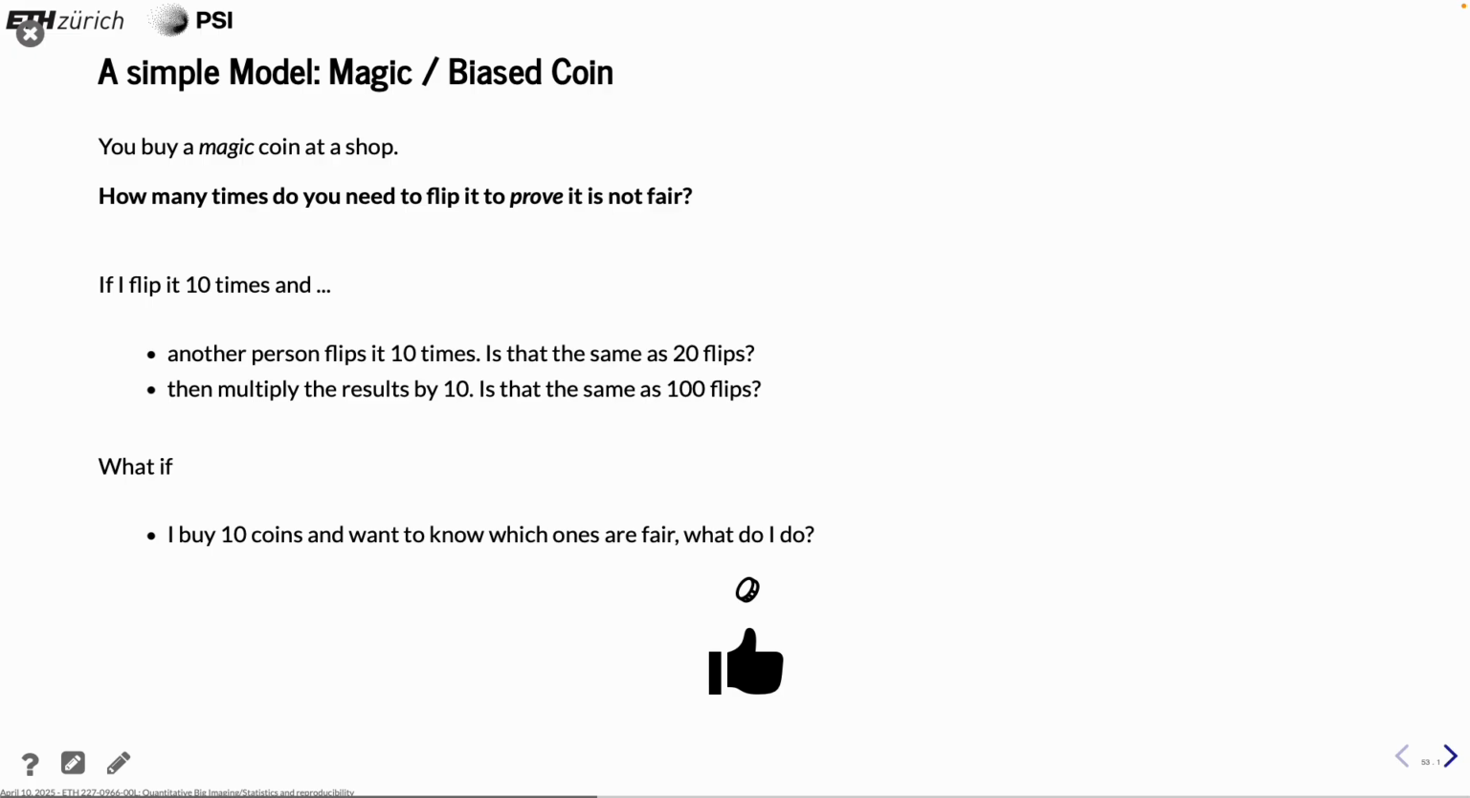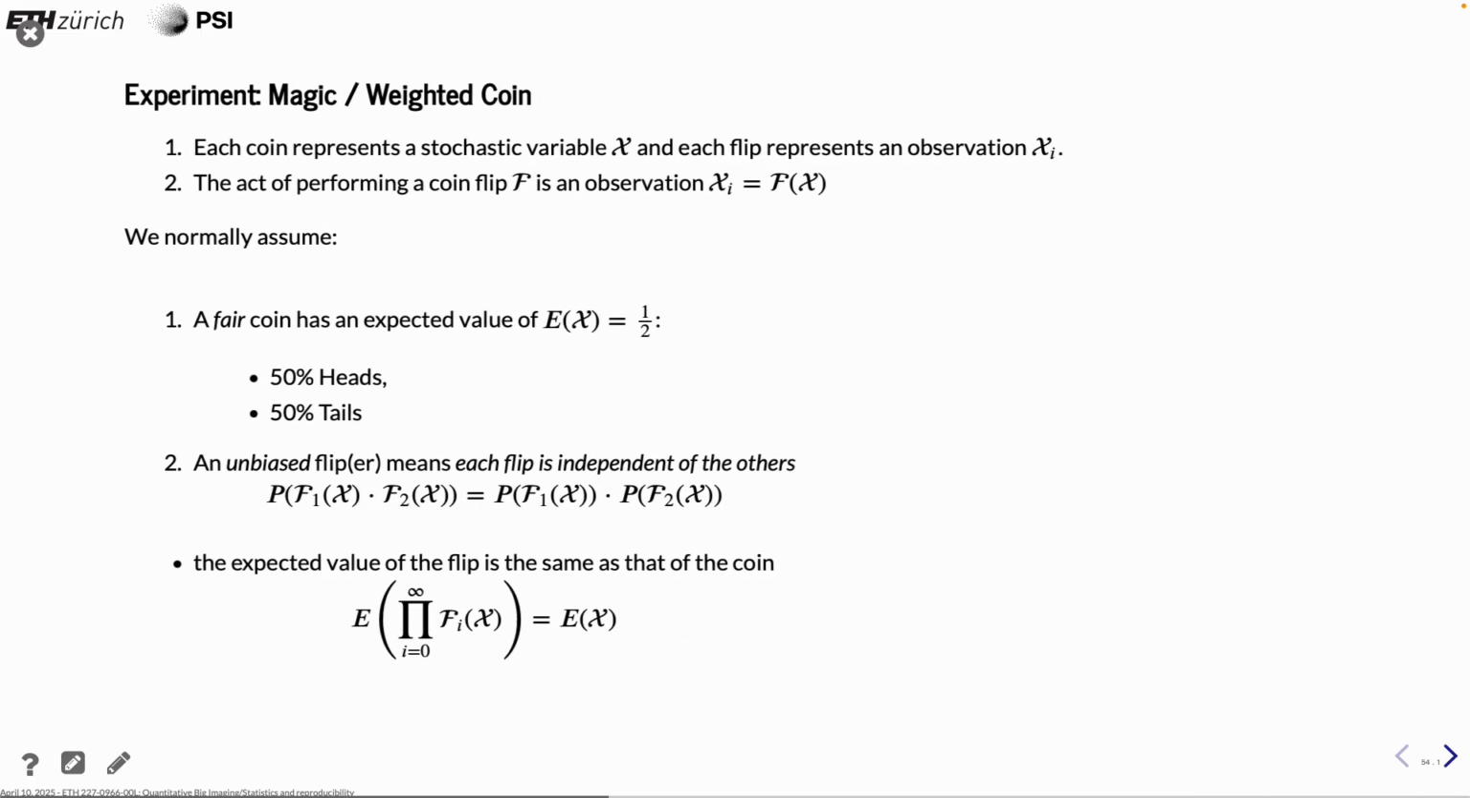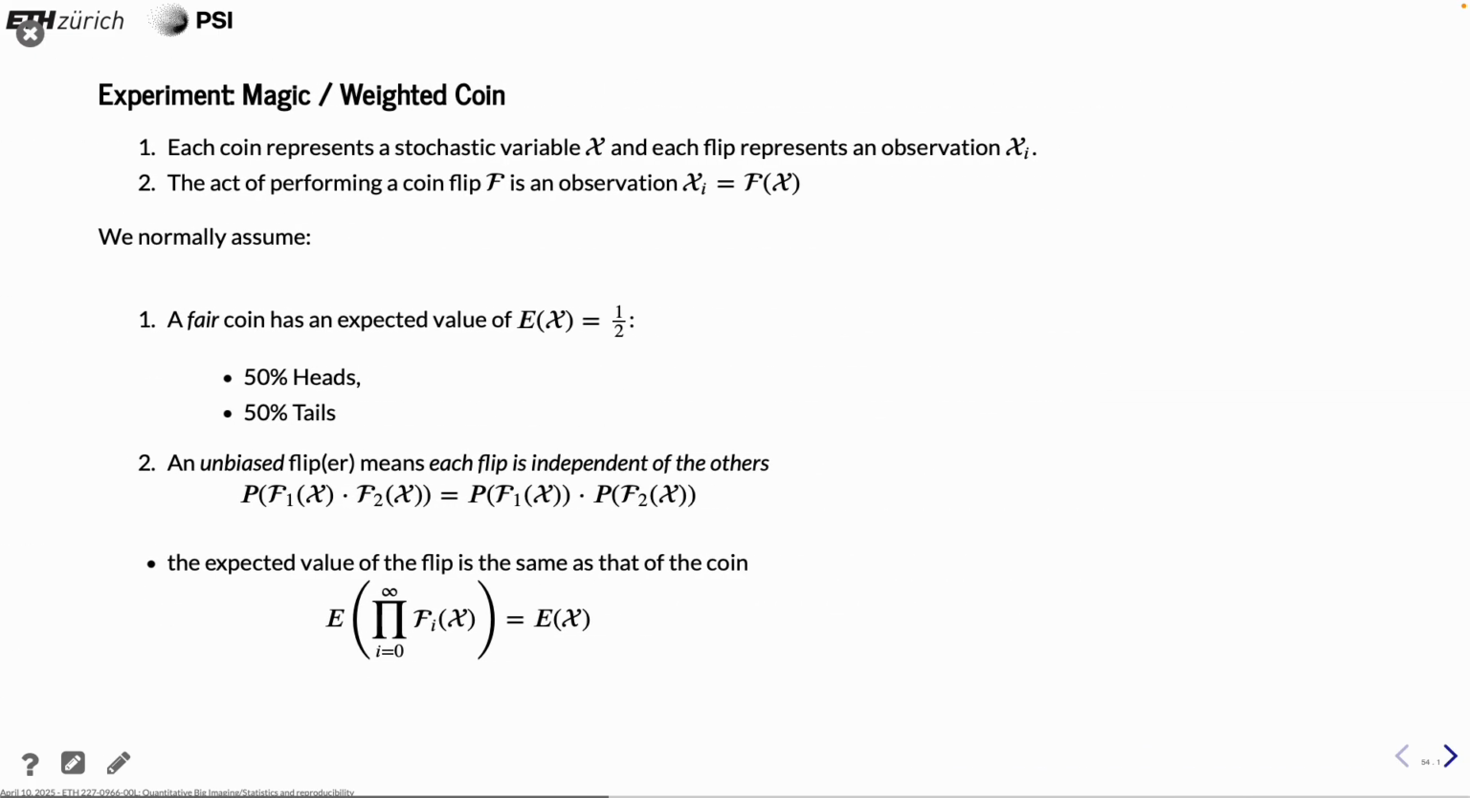But the question is now, if I buy 10 coins and want to know which ones are the fair ones, what should I do and how should I test those? So the first test is to look at the probability. A fair coin should have a 50% probability of getting heads or tails. And then we need an unbiased flipper, so someone who doesn't bring in some kind of intention into the flipping. So we can assume that the flipper does exactly the same thing.